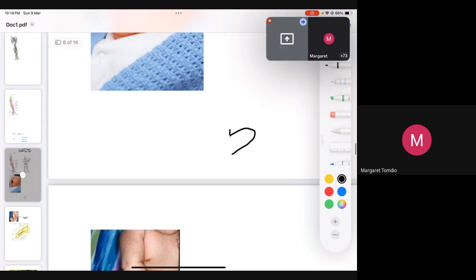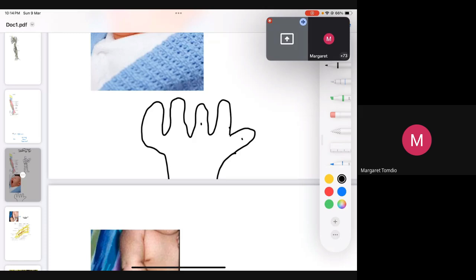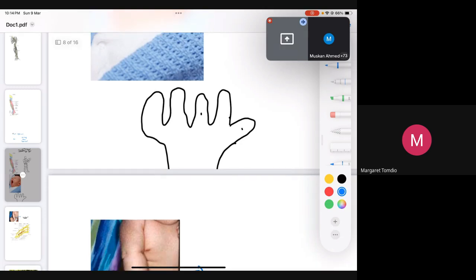For example, if this is your hand, sorry for drawing such a bad hand. One, two, three, four, five. Let me count the fingers as well. Okay, so there are five. So we have our median and ulnar nerve. This 1.5 fingers' sensation on your palmar side is by your ulnar nerve. The ulnar nerve also supplies your hypothenar muscles, and all of the interossei. And what about the lateral two lumbricals?